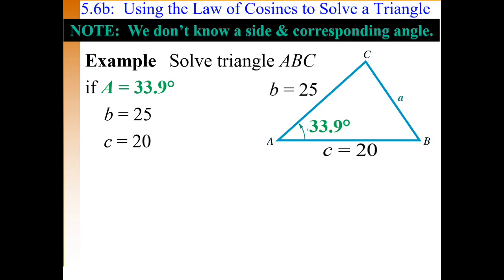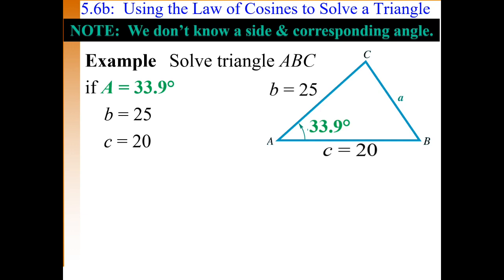Part B of Chapter 5, Section 6, we will continue using the law of cosines. In this problem, the given information contains an angle and two sides. We know we're going to use the law of cosines because we do not know a side and its corresponding angle.